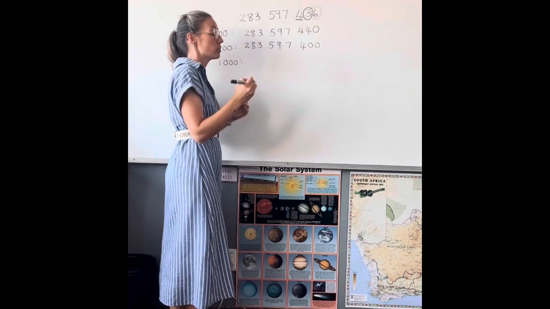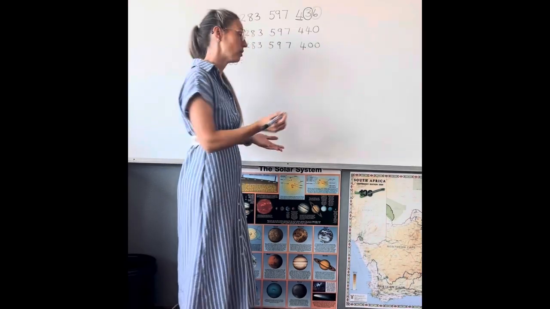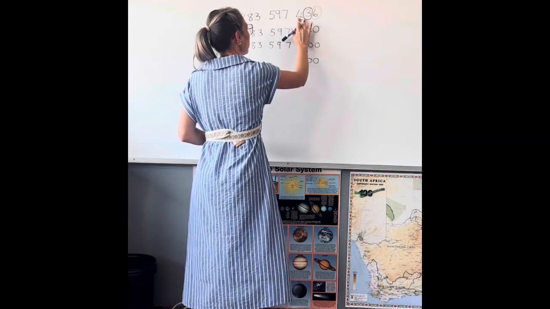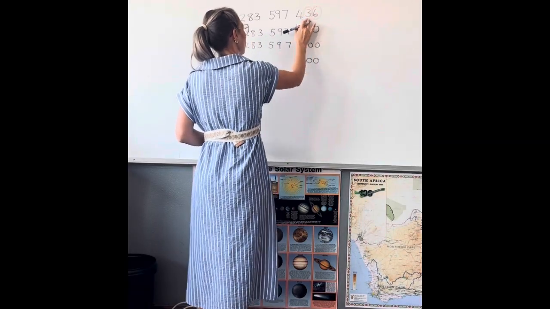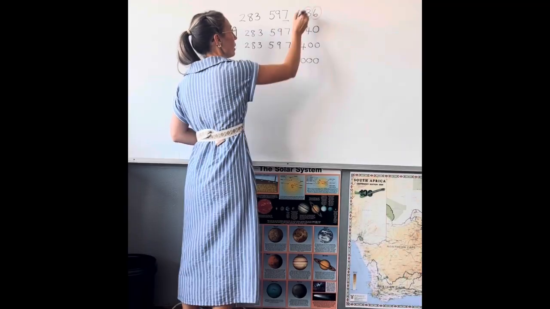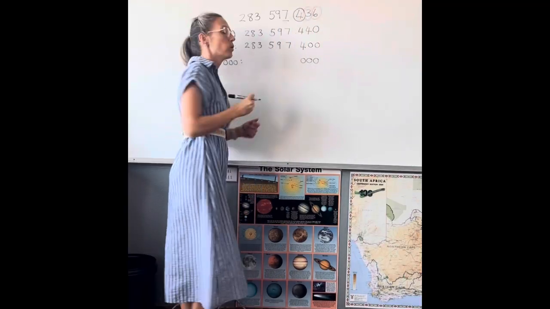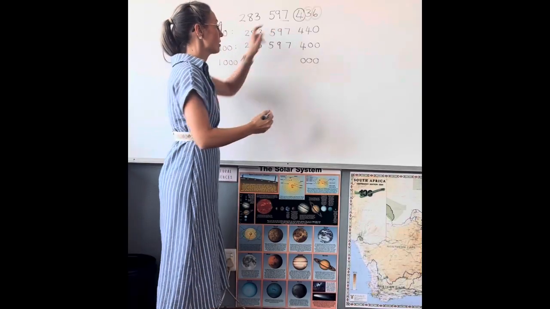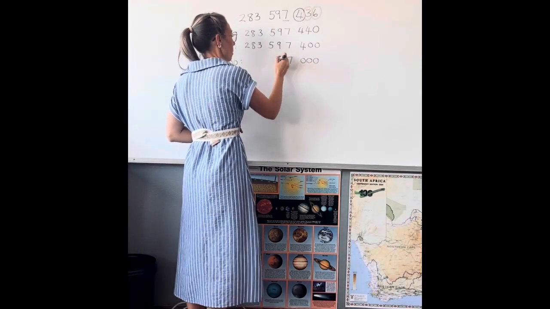Let's have a look at rounding to the nearest 1,000. If I round to the nearest 1,000, now my answer will end on 3 zeros. So if I'm rounding to the nearest 1,000, I'm going to be looking at my hundreds. What does my rule say? If it's 4 or less, this stays the same.